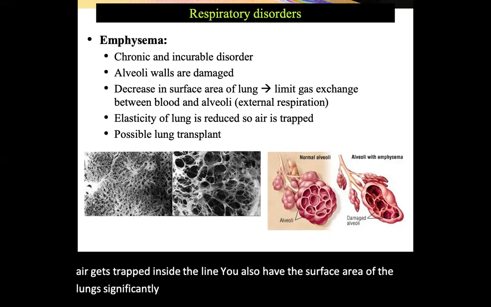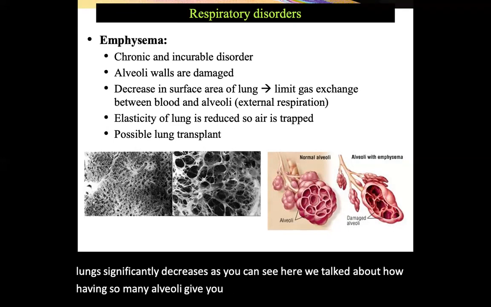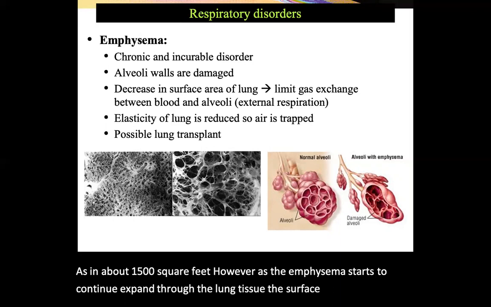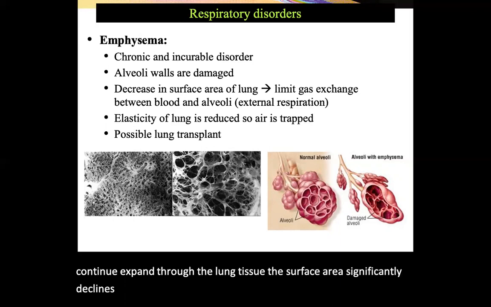As you can see here, we talked about how having so many alveoli gives you a significant surface area, about 1,500 square feet. However, as the emphysema continues and expands through the lung tissue, the surface area significantly declines, which means you cannot effectively exchange gas between your lungs and your blood vessels.